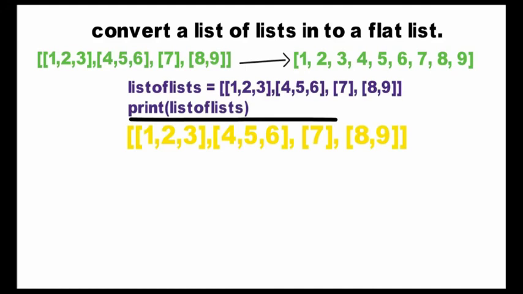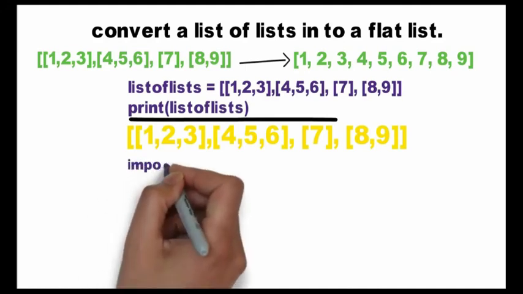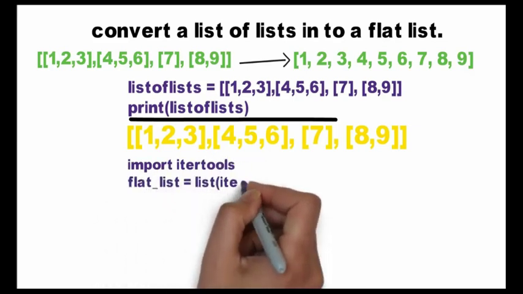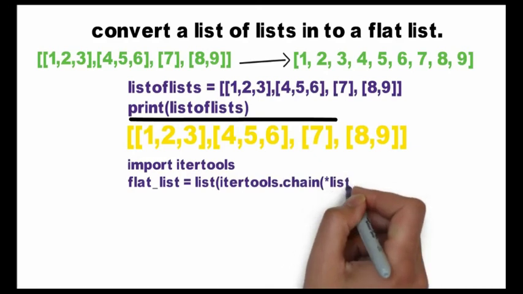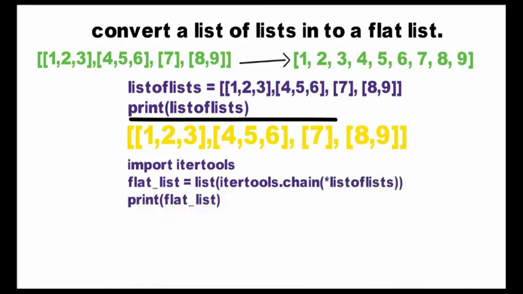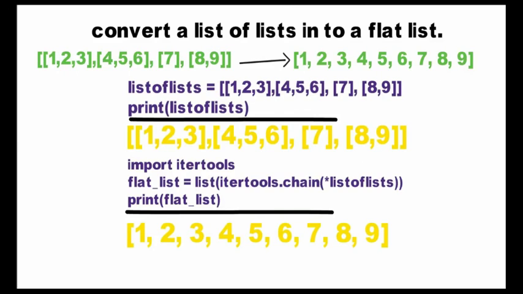In order to convert it into a flat list, we can use a module called itertools. Let's import itertools and convert our list of lists into a flat list using flat_list equal to list of itertools.chain, and you have to write a star, list_of_lists. So we can see that our list of lists has been converted to a flat list.